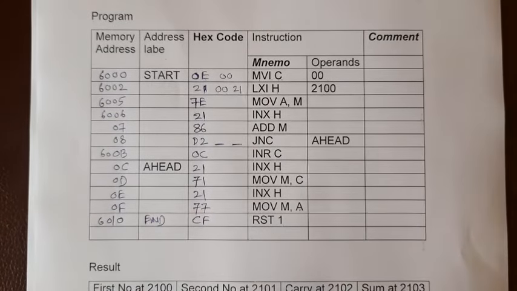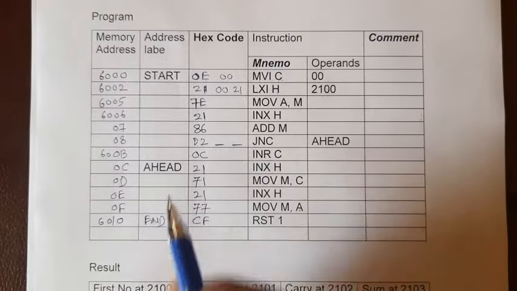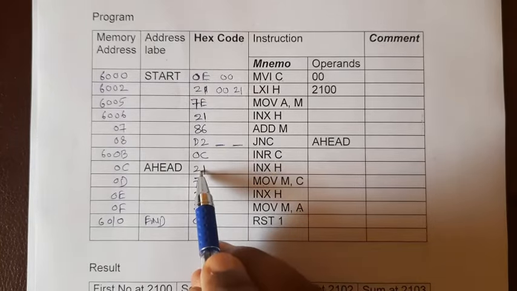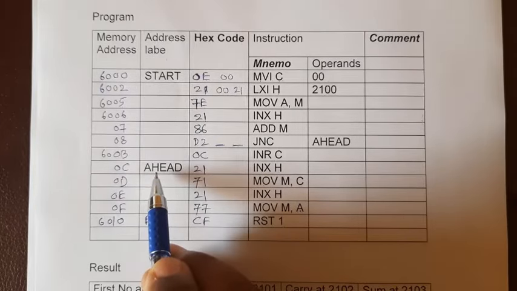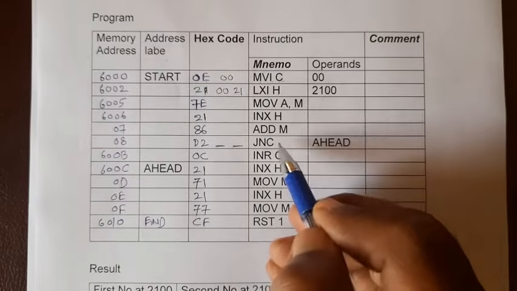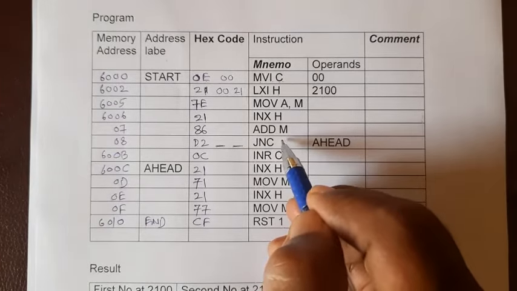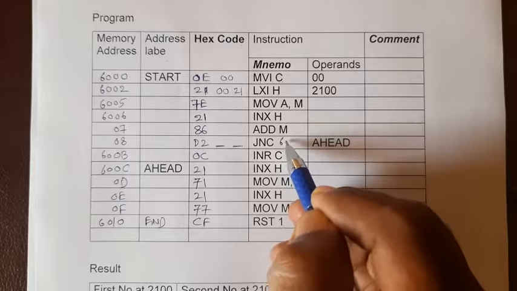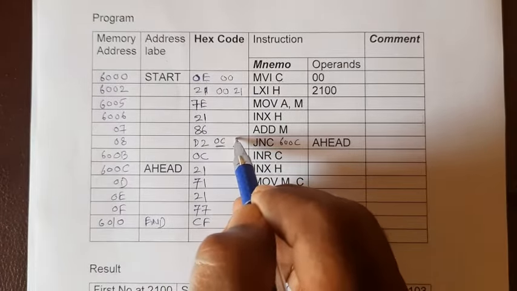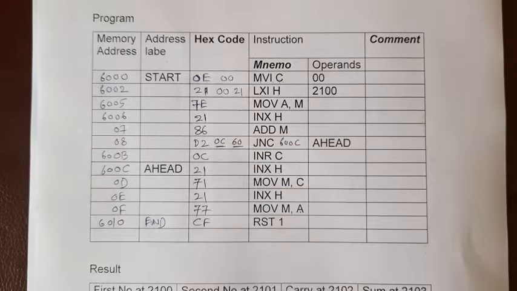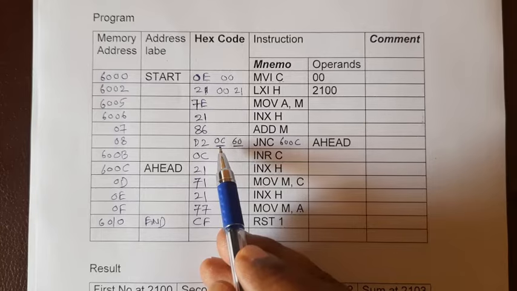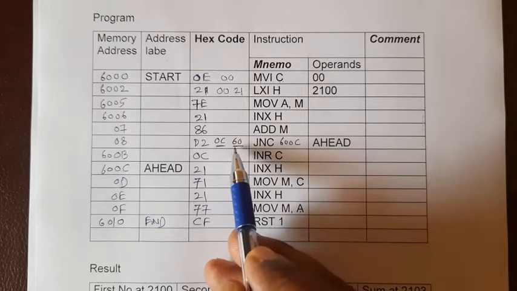Therefore 6010. Here we can observe the address at which there is INX H, that is 21, with the address label of ahead, is at 600C. Therefore here I will have to write jump on no carry at location 600C, and then I will have to fill the blank, that means 0C60. Now remember that it is an address, and therefore the format is LSB first and then MSB.